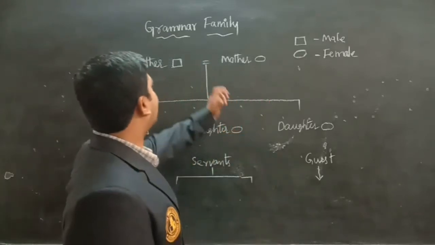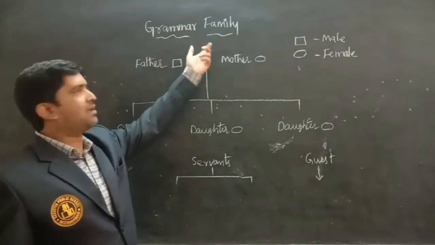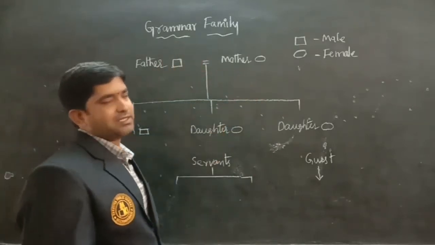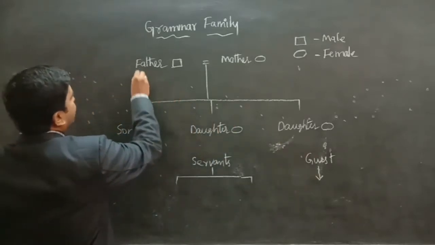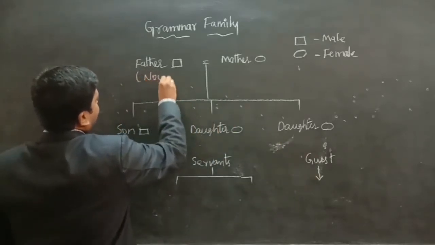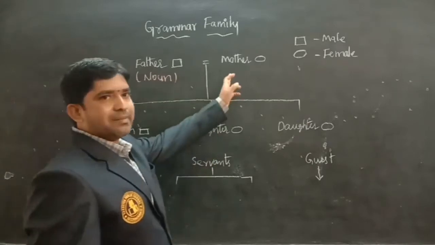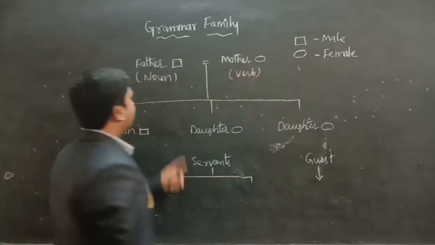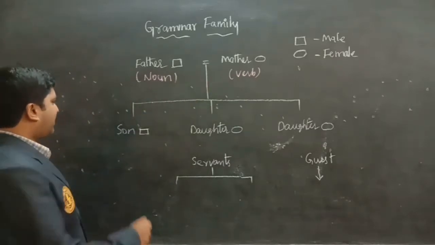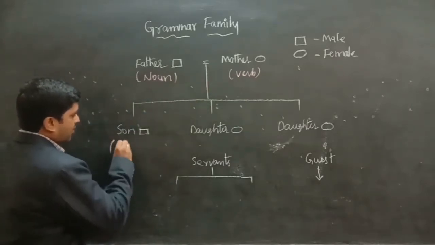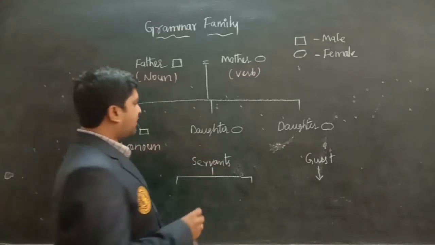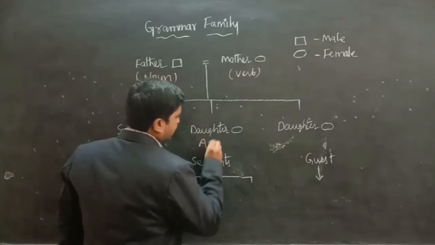And once have a look on the board, here the grammar family, here the father and mother. As in the passage, here the father's name is noun and the mother's name is verb. And the surname is pronoun. And the daughter, first daughter, adjective.